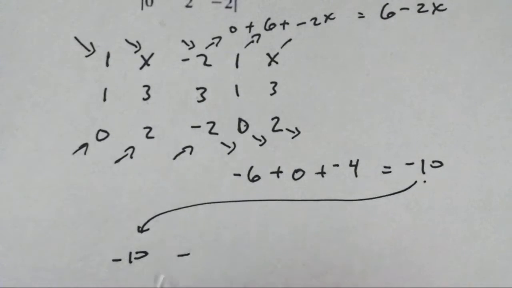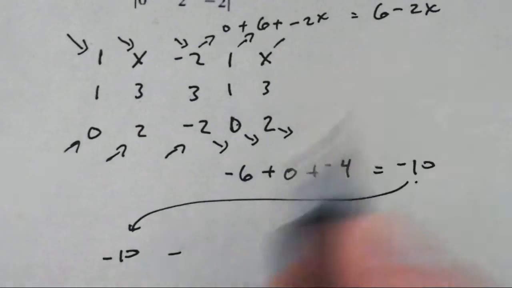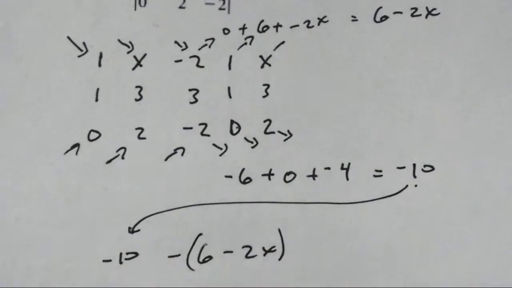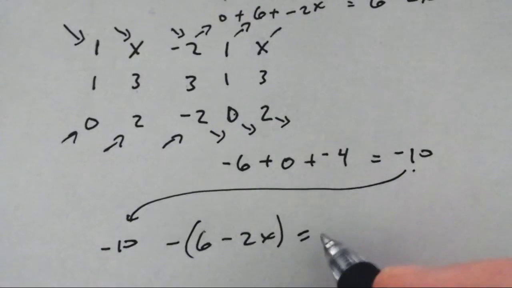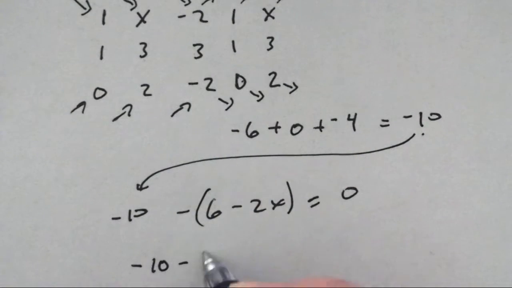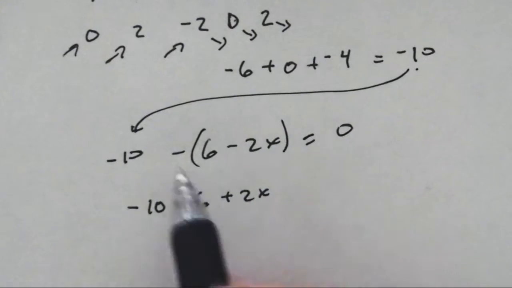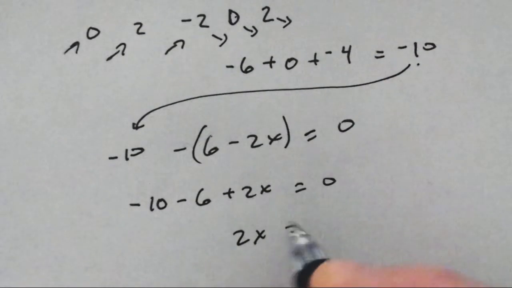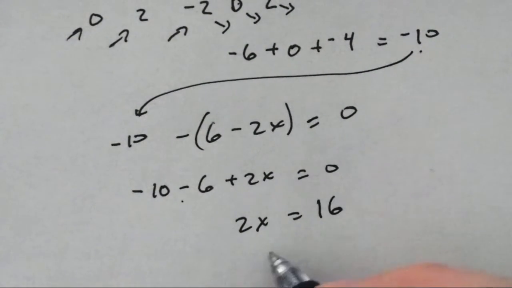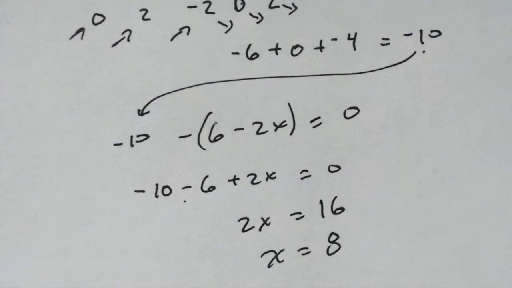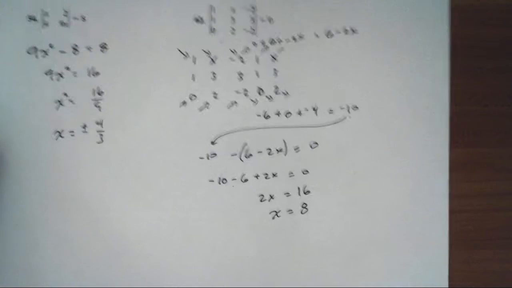-10, minus the top. Here's a common mistake. Hopefully you all recognize it right away. It's minus the top. And that is the determinant of this, which in turn is equal to 0. So let's see. We get -10 minus 6 plus 2x when we distribute equals 0. Or we get 2x equals 16, x is 8. And that is it for this short little video.